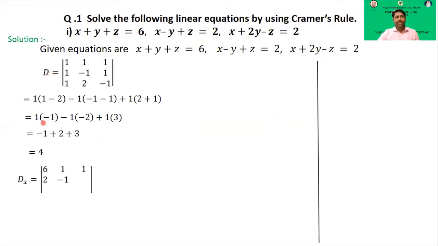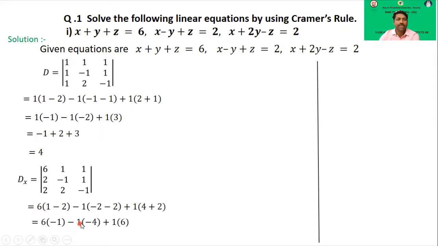Now for solving these simultaneous equations by Cramer's rule, we have to solve four determinants. Of them, we have now solved d. Now dx. Look at dx: we have replaced the coefficient of x by the constants, that is 6, 2 and 2. Now expand determinant dx. So 6 into (1 minus 2), minus 1 into (minus 2 minus 2), plus 1 into (4 plus 2). So that is minus 6 plus 4 plus 6, that is 4.